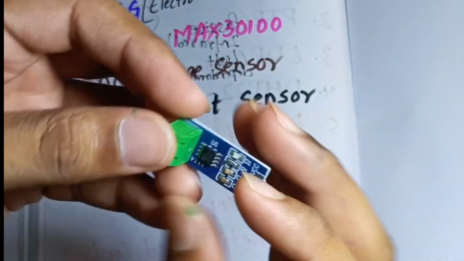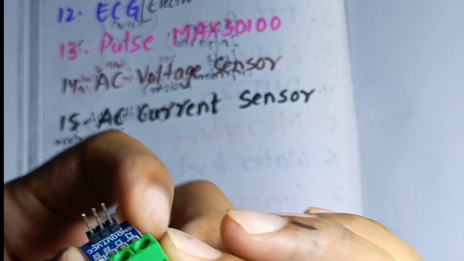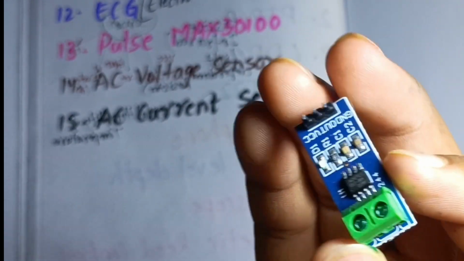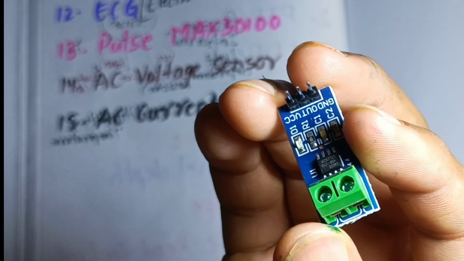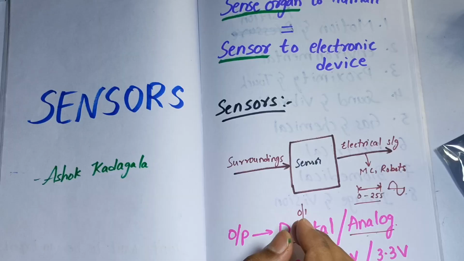This is the AC current sensor. This is used to measure the current of an alternating current line supply. And this is also used in smart energy meters to calculate the current readings. So this is all about the sensors today.